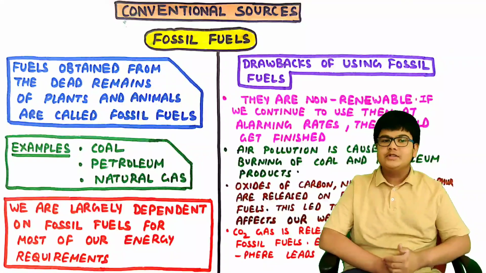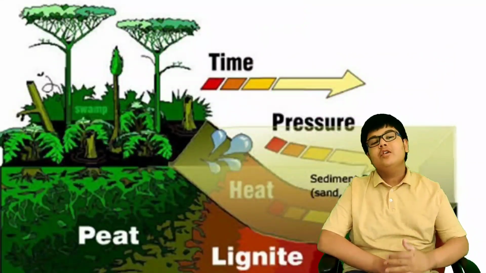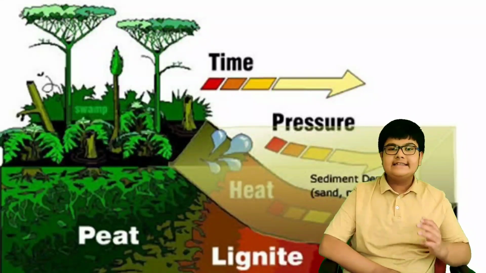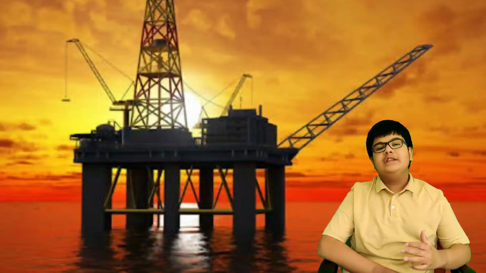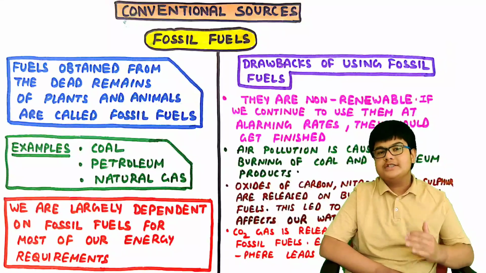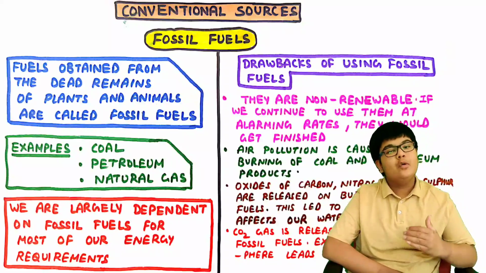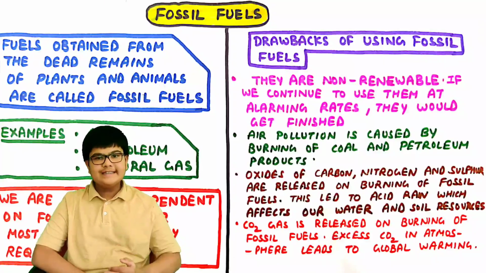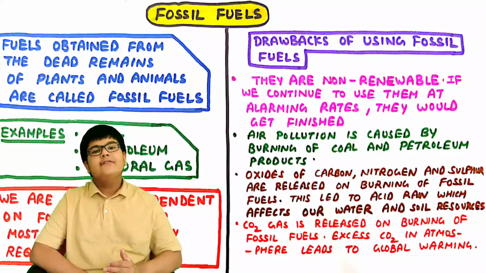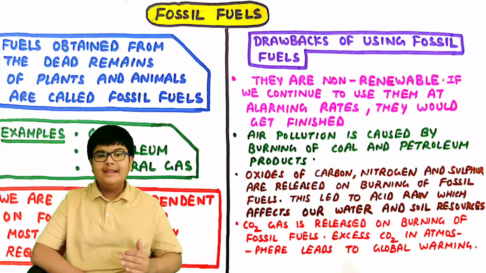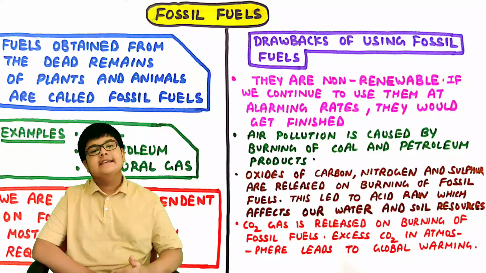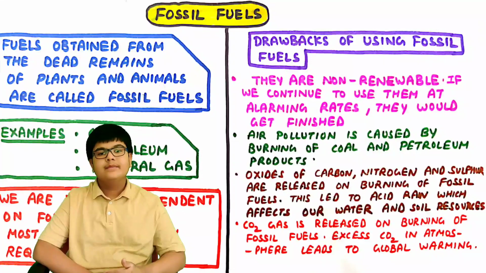First, fossil fuels. These are the fuels obtained from the dead remains of plants and animals, and they include coal, petroleum and natural gas. We are largely dependent on fossil fuels for most of our energy requirements. But using these fossil fuels has a lot of drawbacks. First, fossil fuels are non-renewable, and if we continue to use them at these alarming rates, then they would get finished.